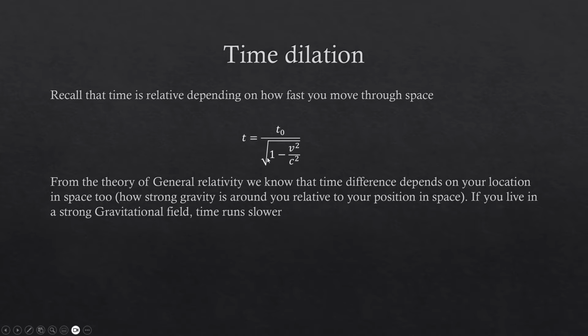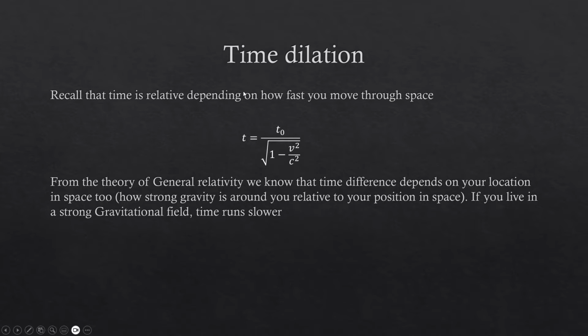T equals T0 over the square root of 1 minus v squared over c squared. T is your dilated time and T0 is your proper time, depending on who's observing what. We also know from the theory of general relativity that time difference depends on your location in space too, so how gravity affects you, because gravity depends on mass. Mass curves space-time, which is the effect of gravity. So how strong gravity is around you, relative to your position in space, can be a factor as well. If you live in a strong gravitational field, time runs slower for you.